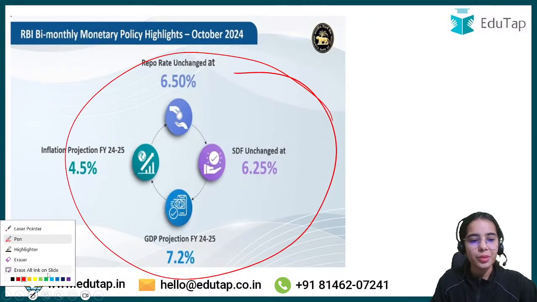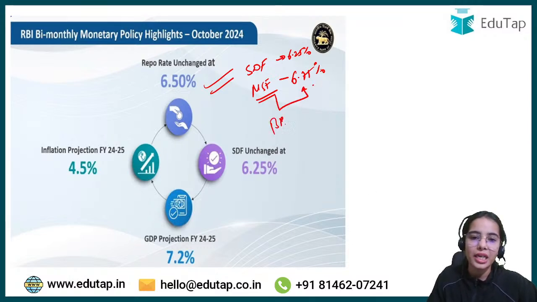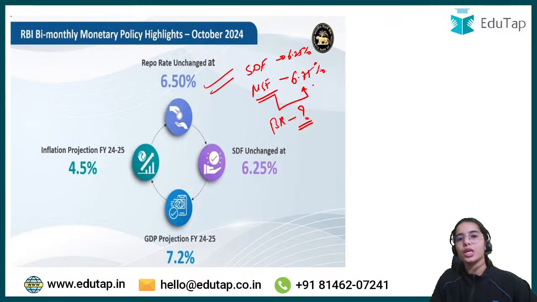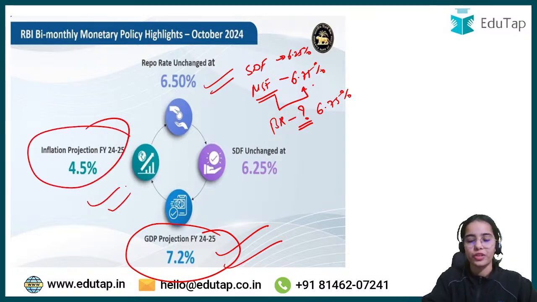The repo rate has been kept unchanged at 6.50%. Your SDF rate is kept unchanged at 6.25%, and your MSF rate is kept unchanged at 6.75%. If MSF rate is 6.75%, that means bank rate is how much? You must know that the bank rate is always aligned with the MSF rate. So if MSF rate is 6.75%, bank rate is also 6.75%. Okay. GDP projection for financial year 2024-25 is 7.2%, and inflation projection is 4.5%.